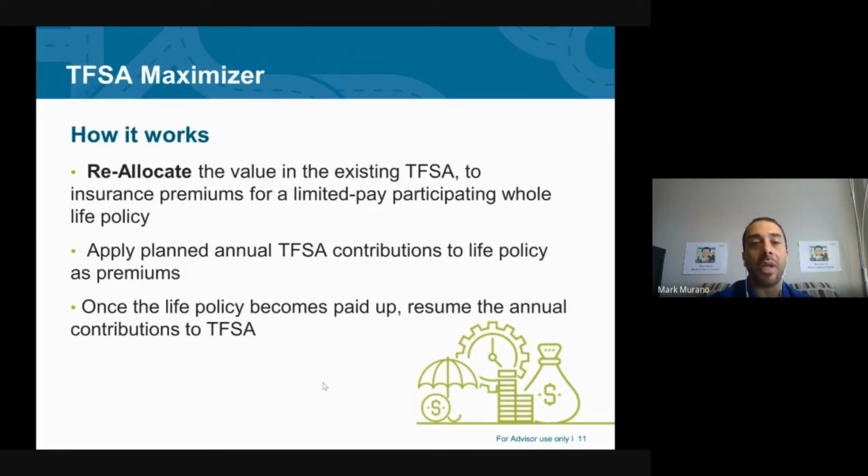So we are going to reallocate the value in the existing TFSA to insurance premiums for a limited pay par policy. So we're going to take the existing TFSA and remove it tax-free, because again, it is a TFSA, and put it into a limited pay par and 8-pay contract. We're going to apply the planned TFSA contributions that they're going to make going forward into the insurance contract. And then once the policy becomes paid up, they can go ahead and resume their annual contributions to the TFSA.